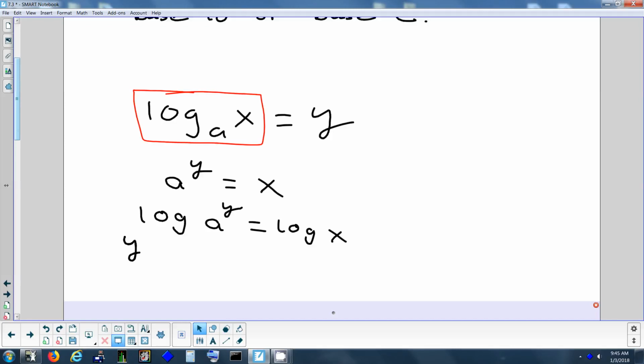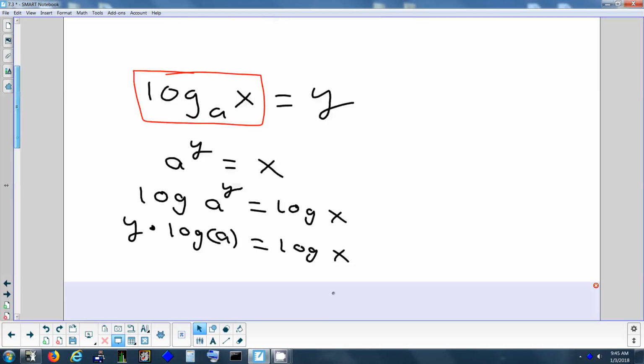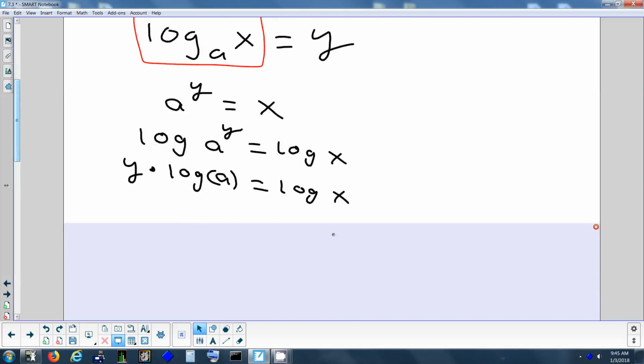So now I have y times the log of a equals the log of x. And now my goal is to get y by itself. So how would I move the log of a to the other side and get y by itself? It would be log a times x. So pretend like it's y times something.